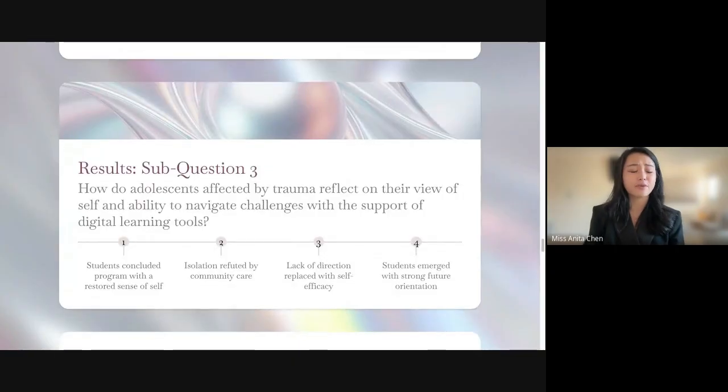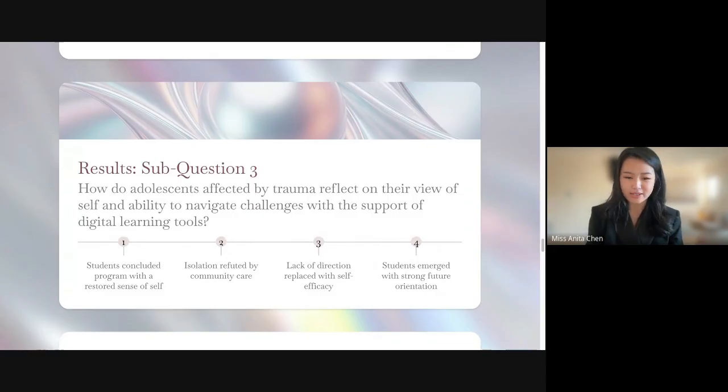Finally, moving on to sub-question 3, how do adolescents affected by trauma reflect on their view of self and ability to navigate challenges with the support of digital learning tools? First, we found that students concluded the program with a restored sense of self, and that looked different for everyone. For some students, that meant that they felt like they could provide for their children while working from home because of their new tech skills. For other students, that meant a renewed desire to go back to school. For another batch of students, that meant they could start working directly in the communities that they were raised in.